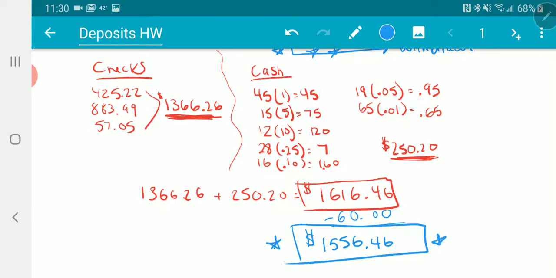Boom. Remember that, less cash received. I'm going to write that as our big note. I'm just going to put a minus in parentheses because that is taken out of the deposit.